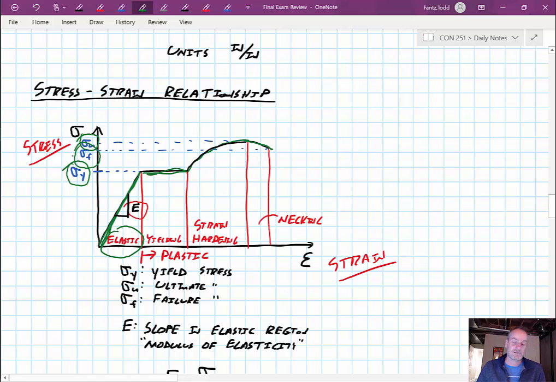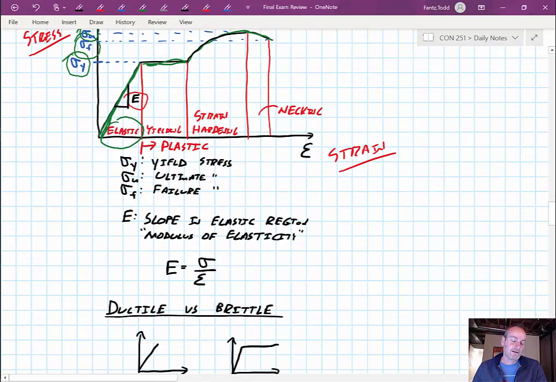And we also have sigma F, our failure load, right? So it summarizes it there. Sigma Y yield stress, sigma U ultimate, sigma F failure. E is that slope, modulus of elasticity. So we have an equation to find this if we have two values, our stress and our strain. You can find E because it is stress over strain.